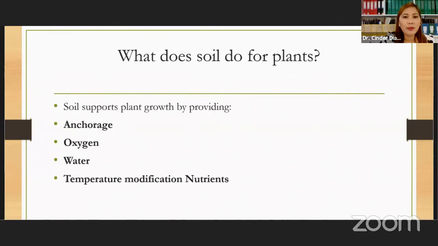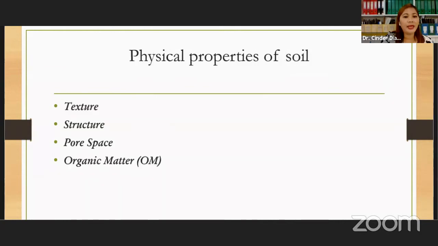So as what I showed you kanina, you're also going to consider the chemical properties and chemical reactions of the soil in planting different plants in your houses. You're also going to consider what soil does for plants. It's for plant growth and for anchorage, for oxygen, water, temperature modification, and nutrients. And you're also going to consider texture, structure, pore space, and organic matter.